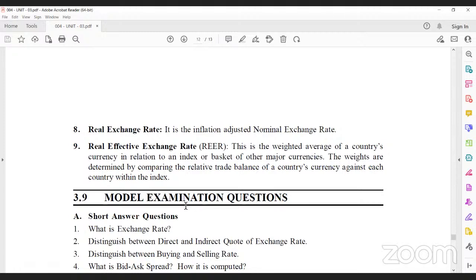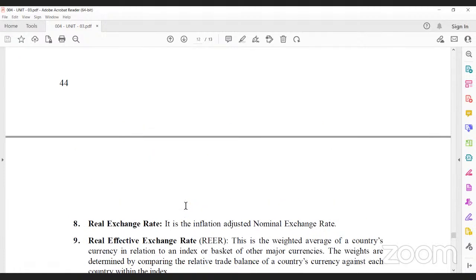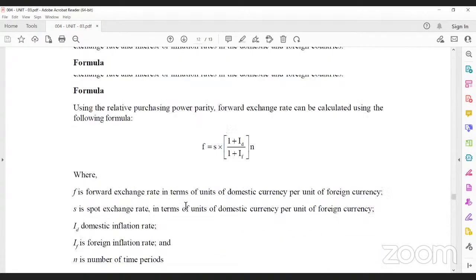Now, this particular rate is a weighted average of a country's currency in relation to an index or basket of other major currencies. The weights are determined by comparing the relative trade balance of the country's currency against each country within the index. Once the rate is determined, then REER is calculated. Now, moving on.